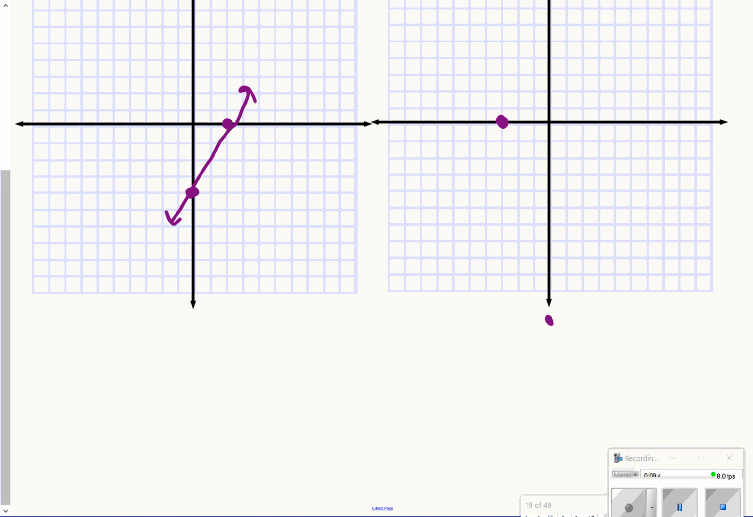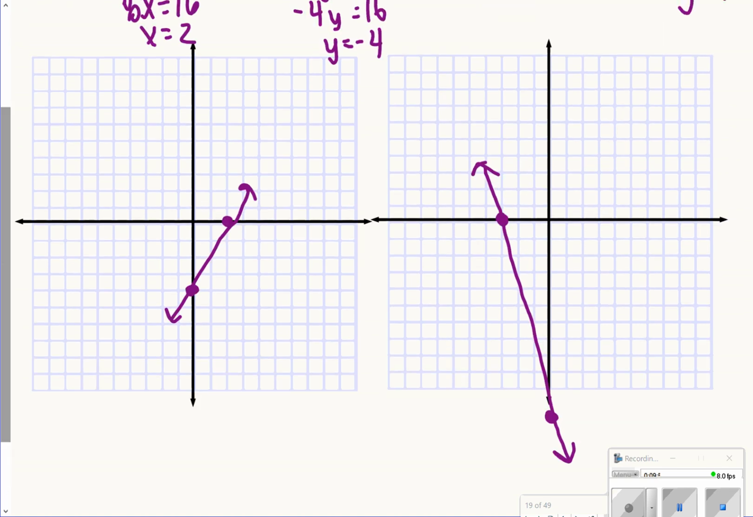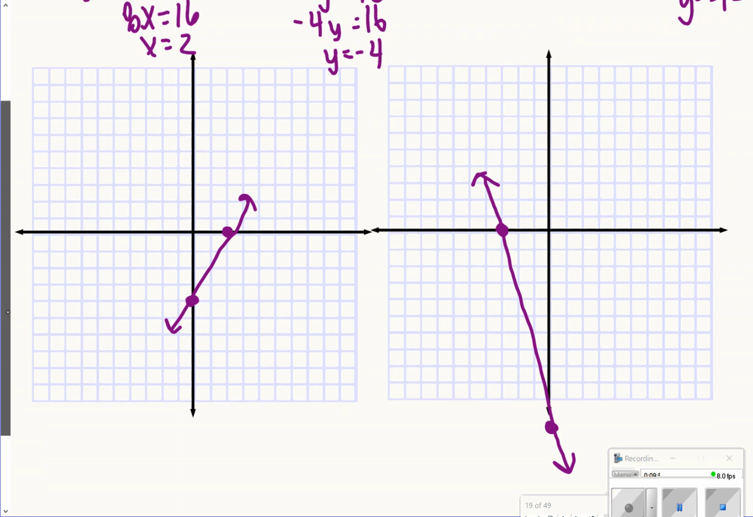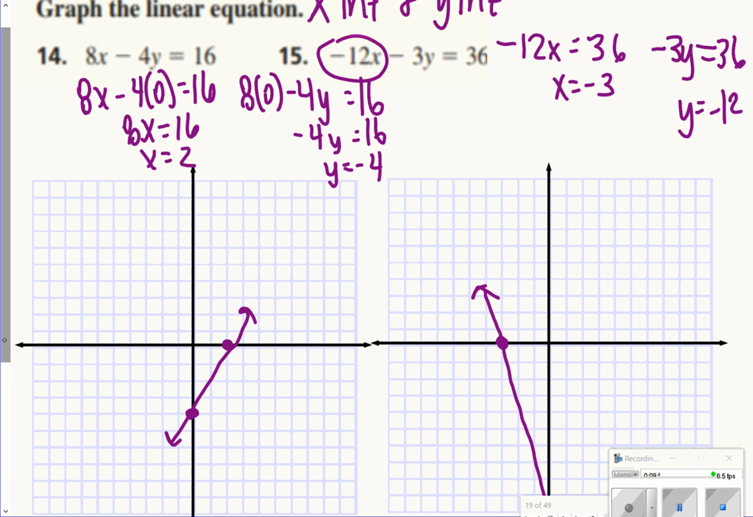And this one is going to be super steep. I could have actually made my graphs an interval of 2s or 3s. That might have been helpful, but I didn't think that through before I did. So that's what it should look like for number 15.